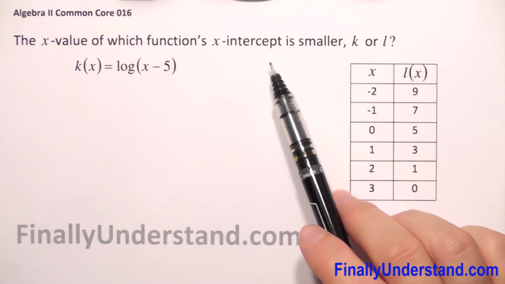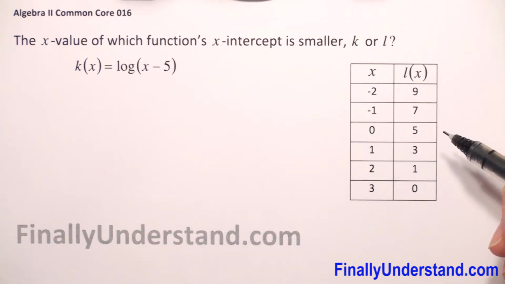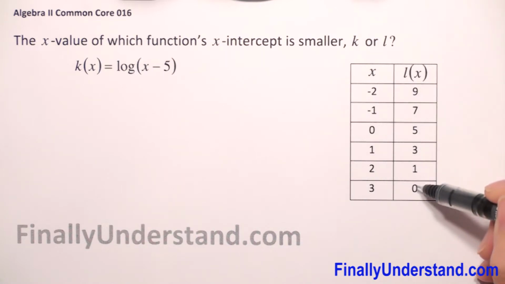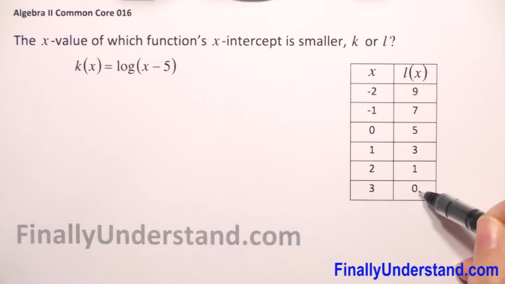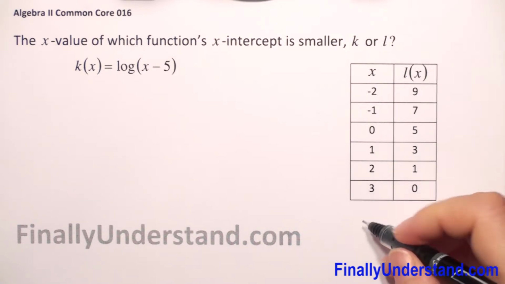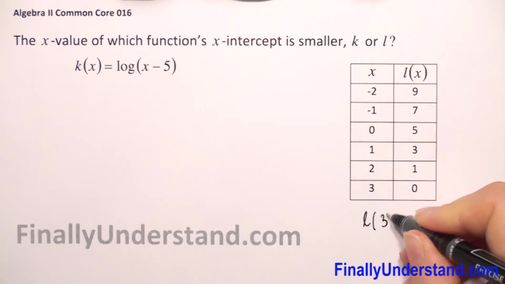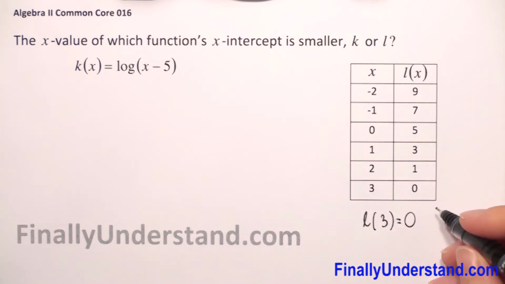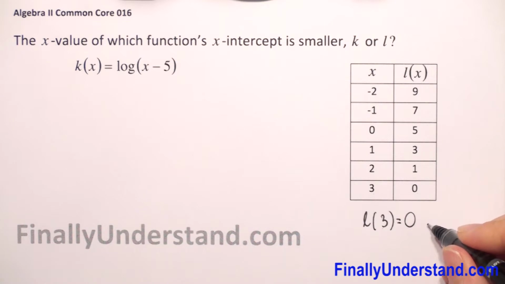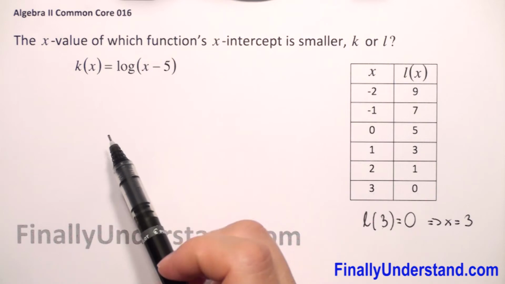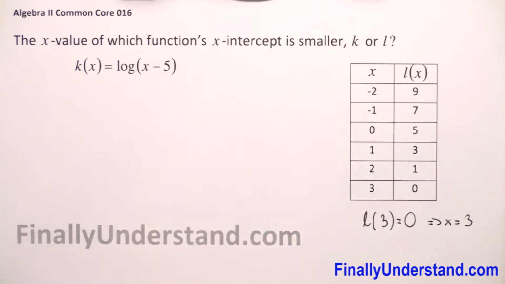For the x-intercept, the y-coordinate is 0, and we have that for x equals 3, L of 3 is equal to 0. So we can write that L of 3 equals 0, so the x-intercept is 3. Now we have to find the x-intercept for the other function and choose the smaller number.